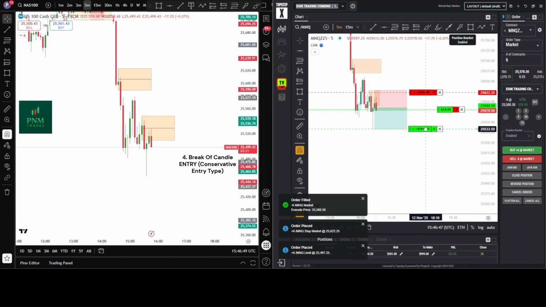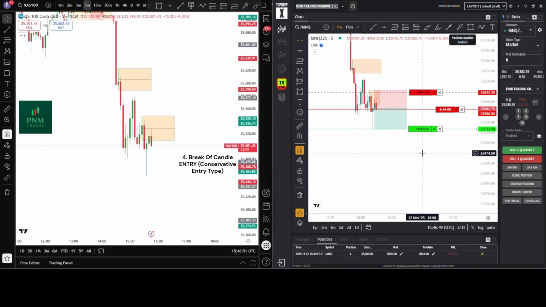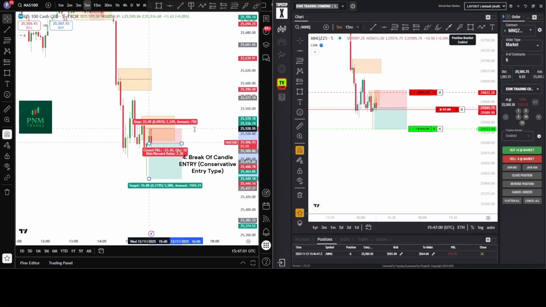So I am in. I'm adjusting my levels. So on TradingView, I want to see based on my entry. First of all, I want to go for a 1-to-1.